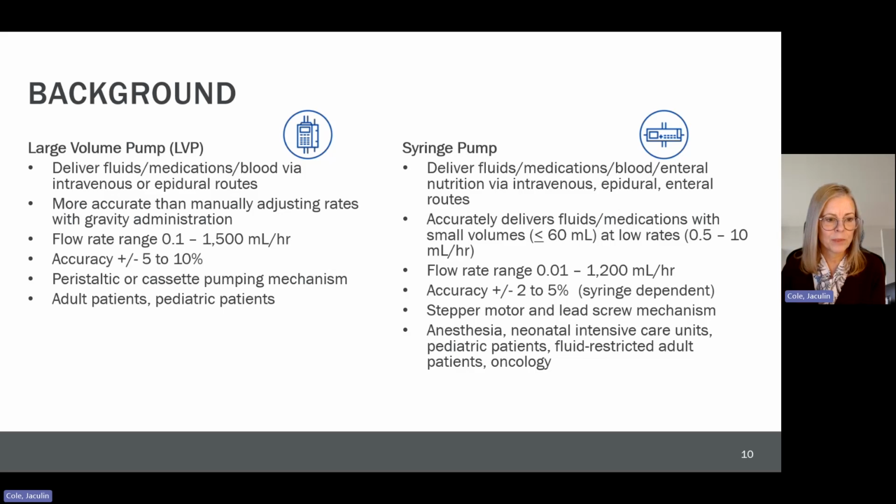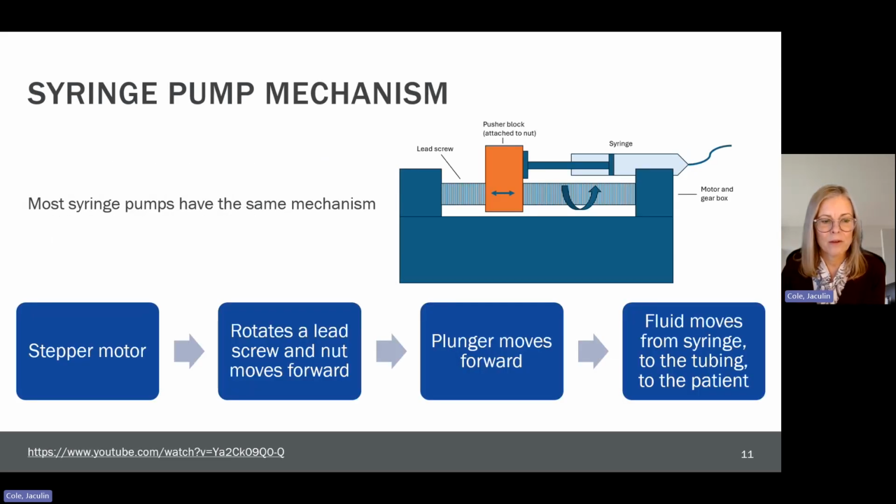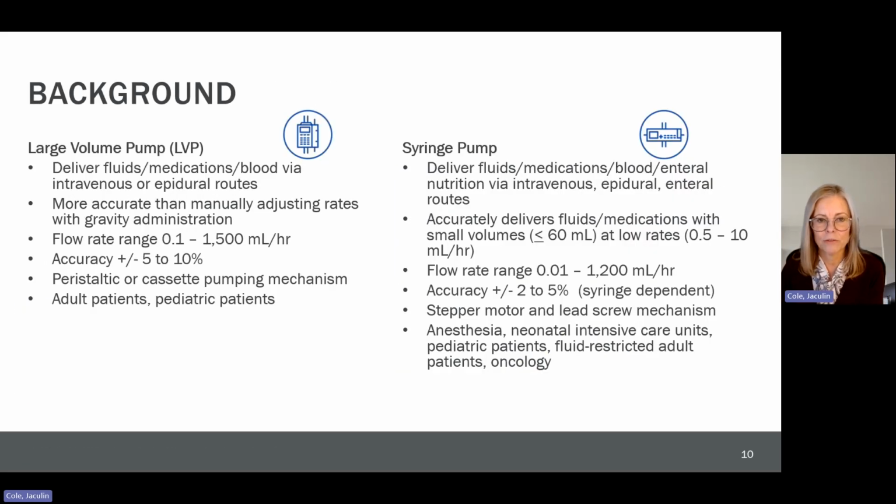Syringe pumps, on the other hand, deliver all of the same types of fluids, with the exception of... skipped ahead there, they may have indications for enteral fluid administration as well. And they're designed to accurately deliver fluids or medications in small volumes, less than or equal to 60 mLs, and at low rates of half to 10 milliliters per hour. And their flow rate ranges from 0.01 to 1,200 milliliters per hour for syringe pumps on the US market.